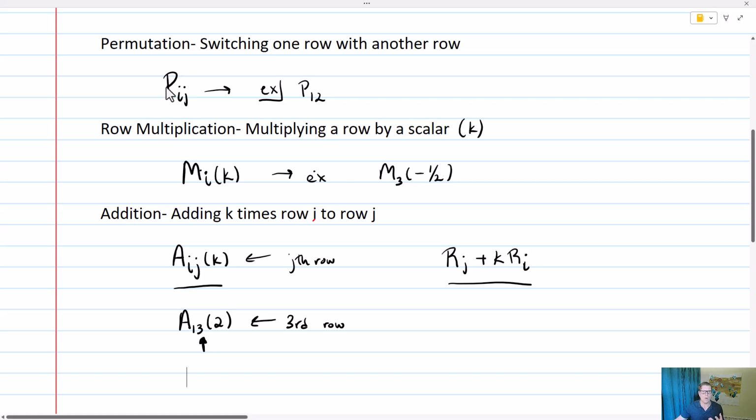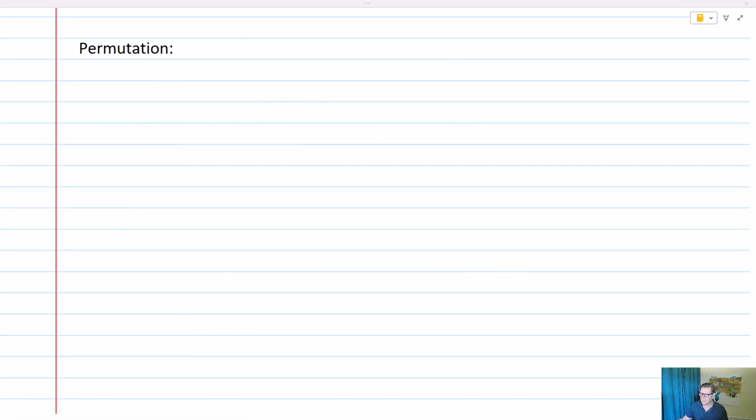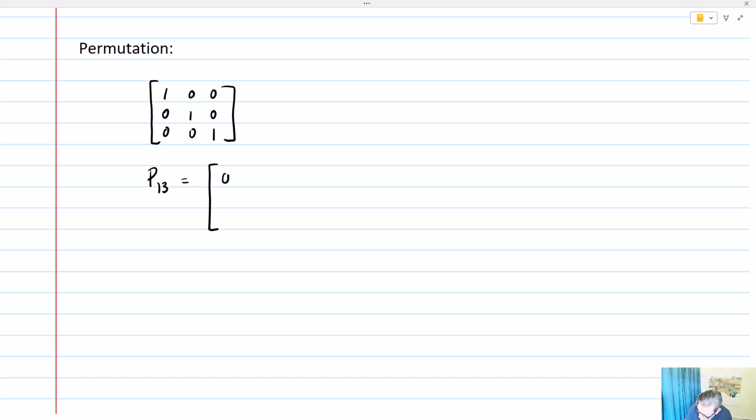Let's take a look at how we're actually going to represent them as matrices. If we start with permutation, a permutation matrix is essentially going to be the identity matrix. So we'll start out with the identity matrix, say a 3 by 3. What we're going to do in a permutation matrix is permute the columns. So for example, if I wanted to permute 1 and 3, that would be this matrix: 0, 0, 1, 0, 1, 0, 1, 0, 0.